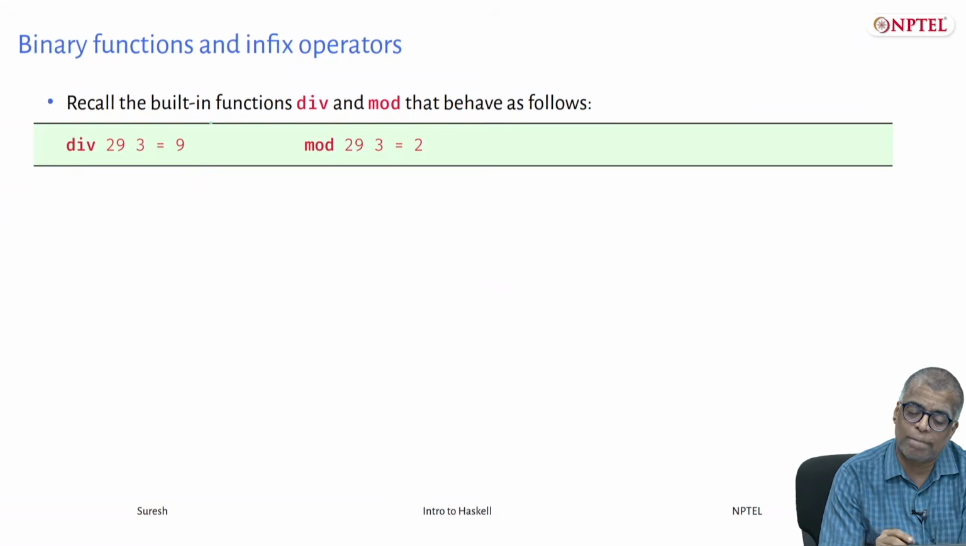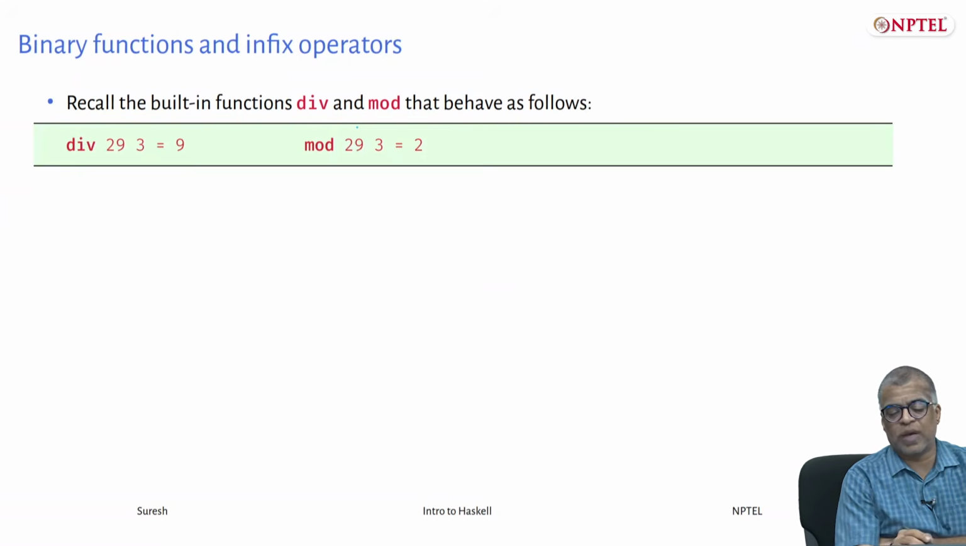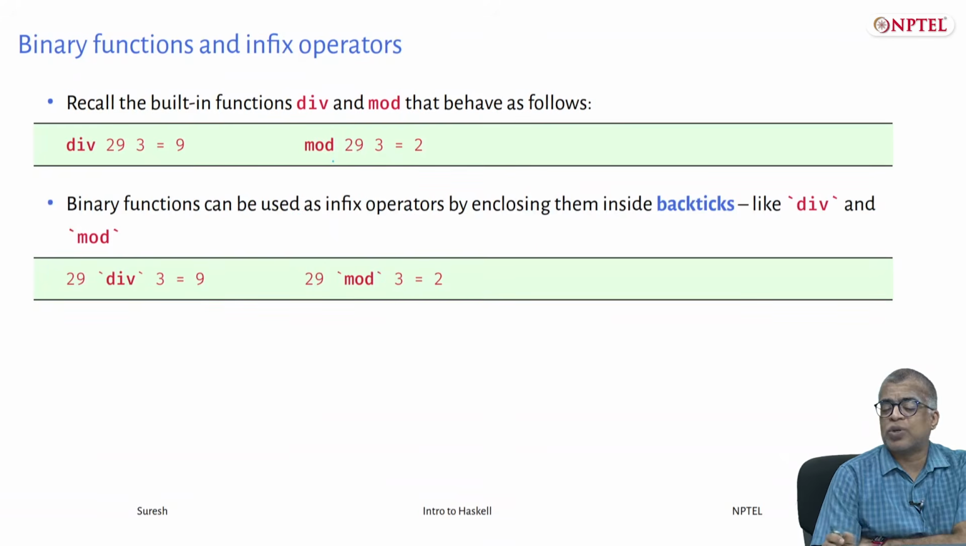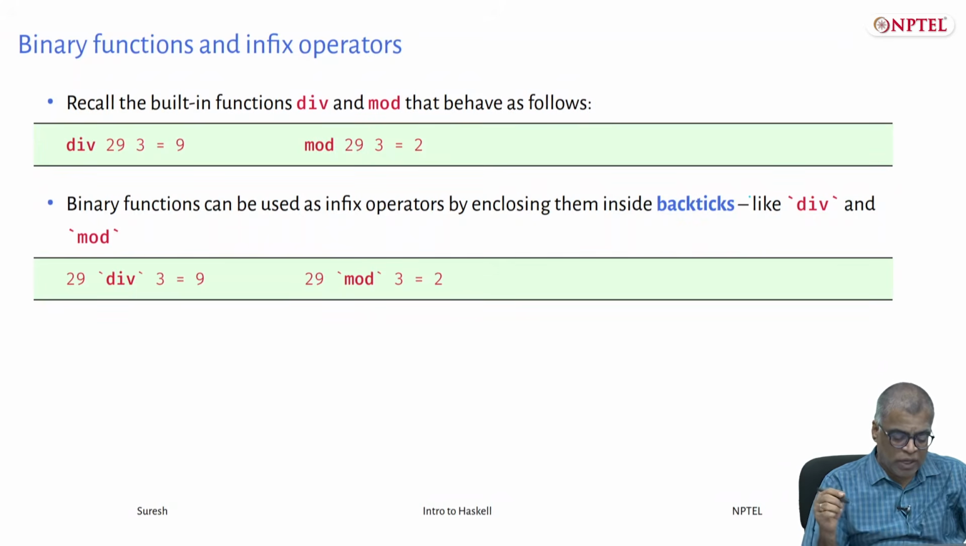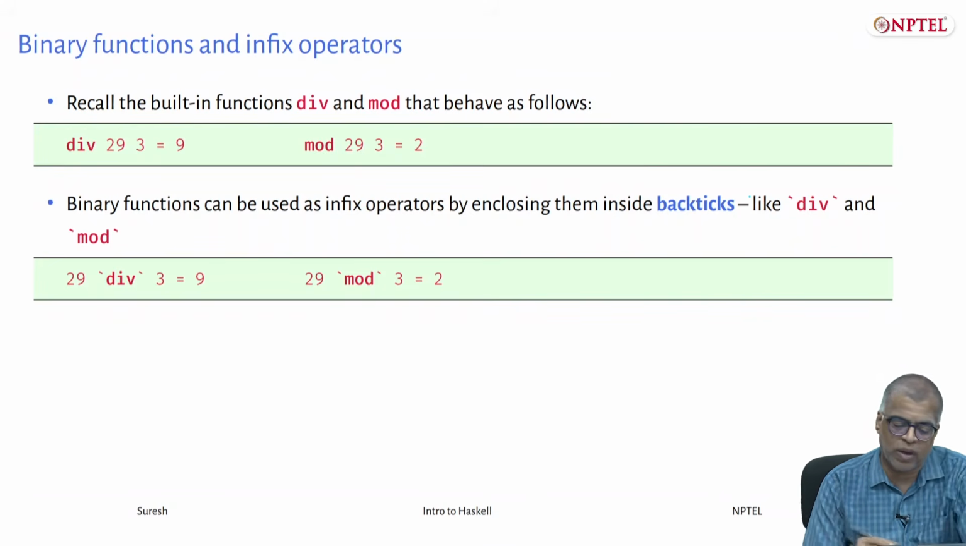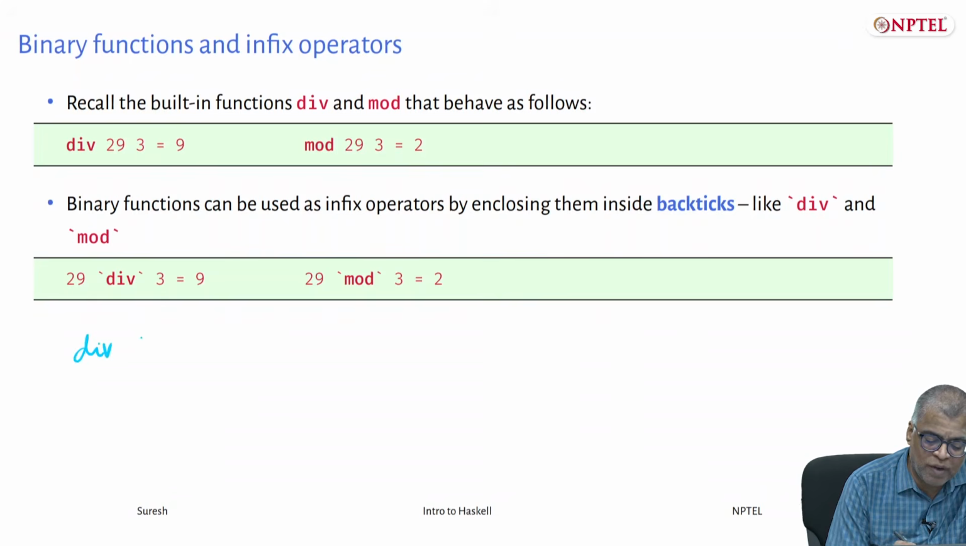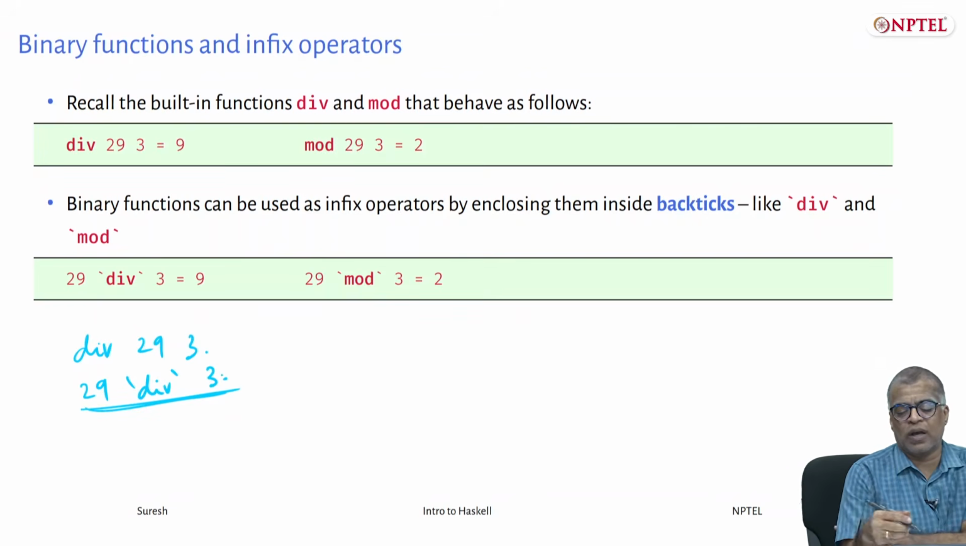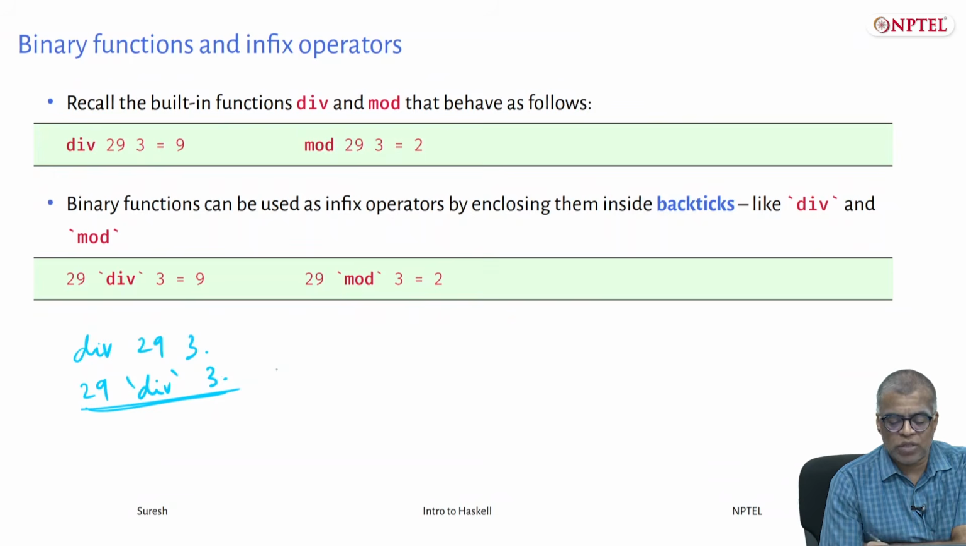Recall that div and mod, which we introduced earlier, behave as follows: div of 29 3 would be 9, mod of 29 3 is 2. We can actually use them as infix operators rather than as functions by providing what are called backticks. You will typically find the backtick below the tilde on your keyboard, at the top left. So instead of writing div 29 3, I can write 29 `div` 3, and this is a more natural looking way of writing this expression, because it is like saying 29 by 3.